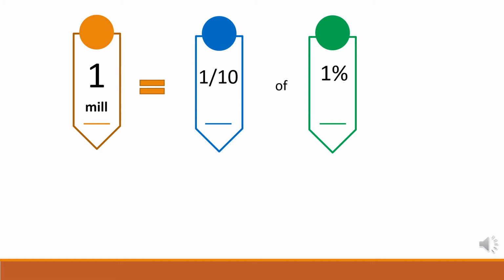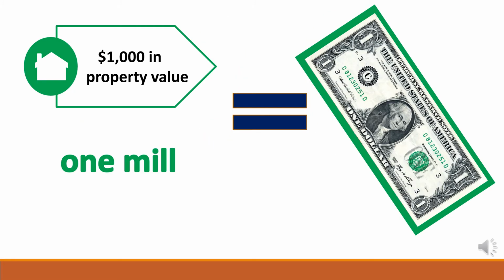Here's another way to think about a mill. A mill equals 1/10 of 1%. Here's an easy example. If your home's property value is $1,000, then 1 mill would equal $1.